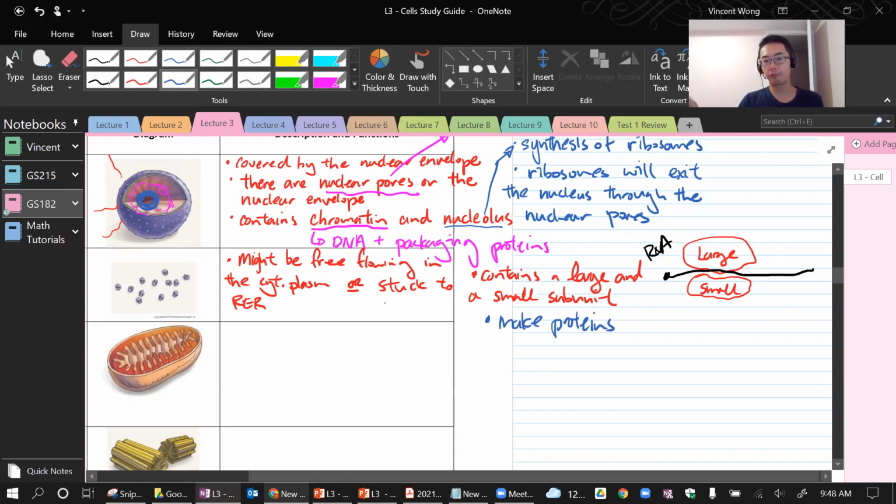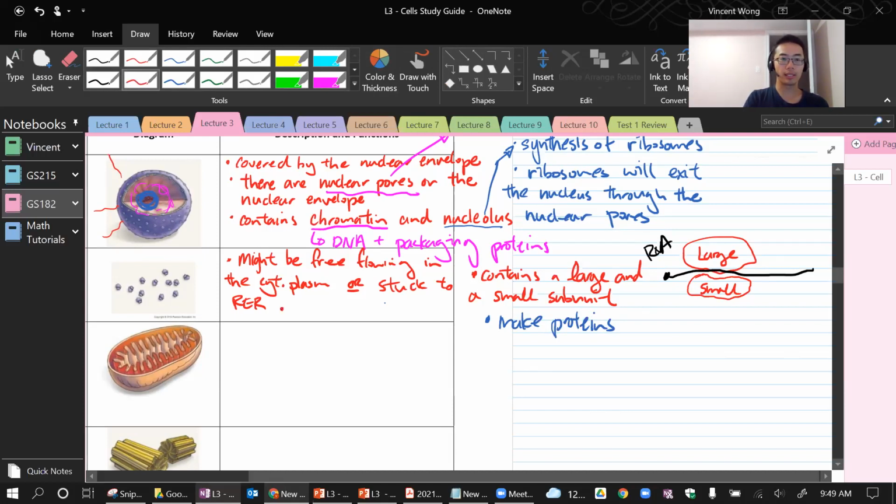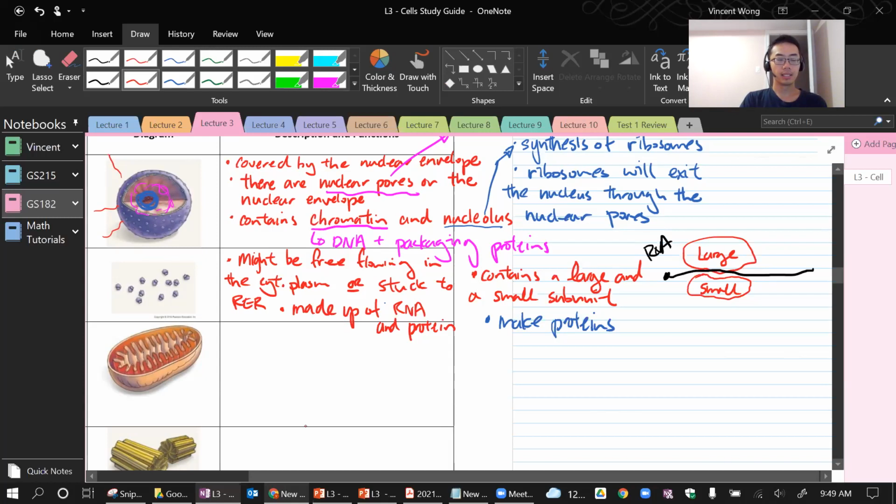Okay, so some proteins are made freely in the cytoplasm. Some proteins are made in the endoplasmic reticulum and get packaged into little vesicles. One other thing I should mention, I think it's also in the lecture note, is that the ribosome is made up of RNA and protein. Okay, so the ribosome makes protein, but it itself is also made up of proteins and a little bit of RNA as well. Okay, so that is that.